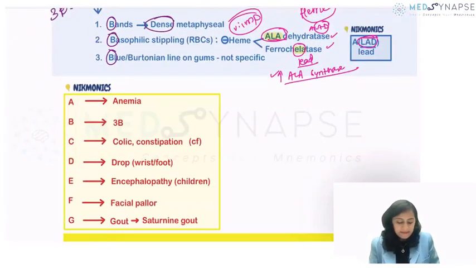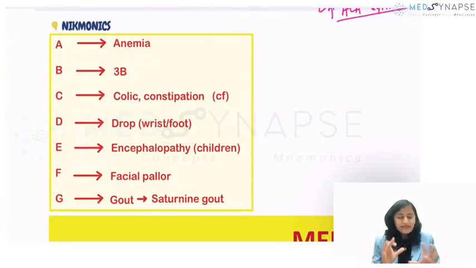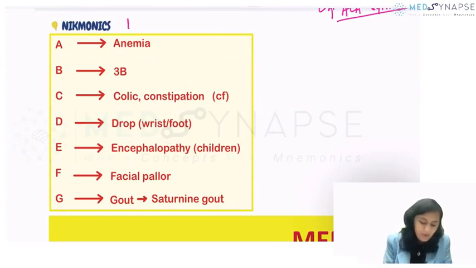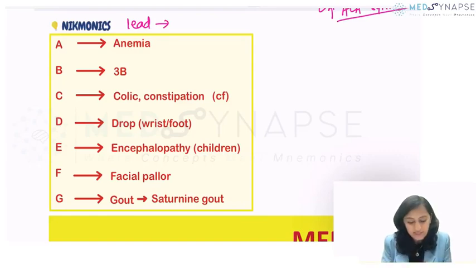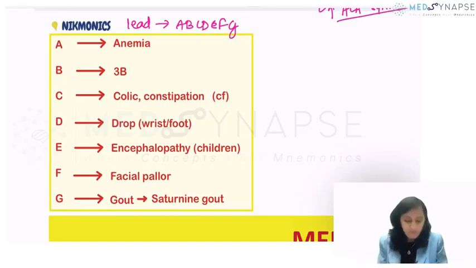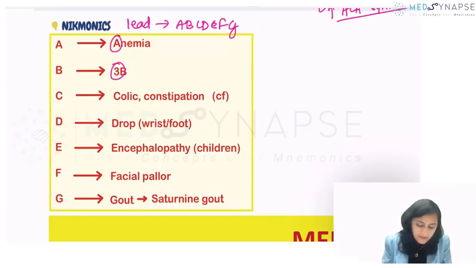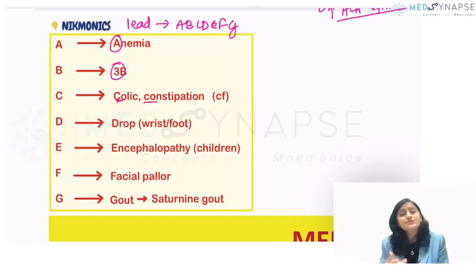Okay. The mnemonic for the other features of lead poisoning is LEAD. We lead our children, parents, teachers lead our children by teaching them A, B, C, D, E, F, G. A, B, C, D, E, F, G is your mnemonic for lead poisoning. A is anemia, B is the 3B, C is colic constipation, that's the clinical feature. D is drop, wrist drop, foot drop, so motor neuropathies.